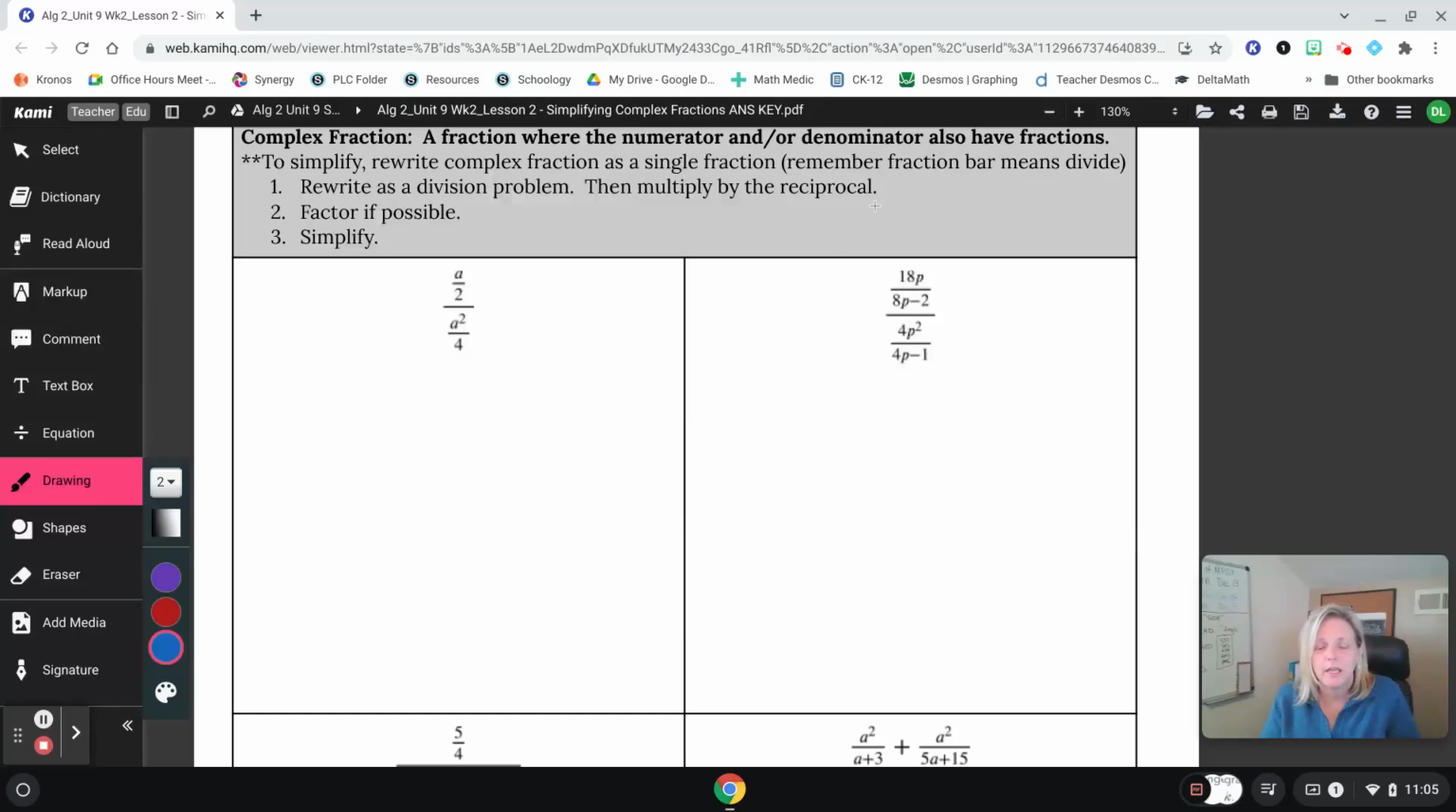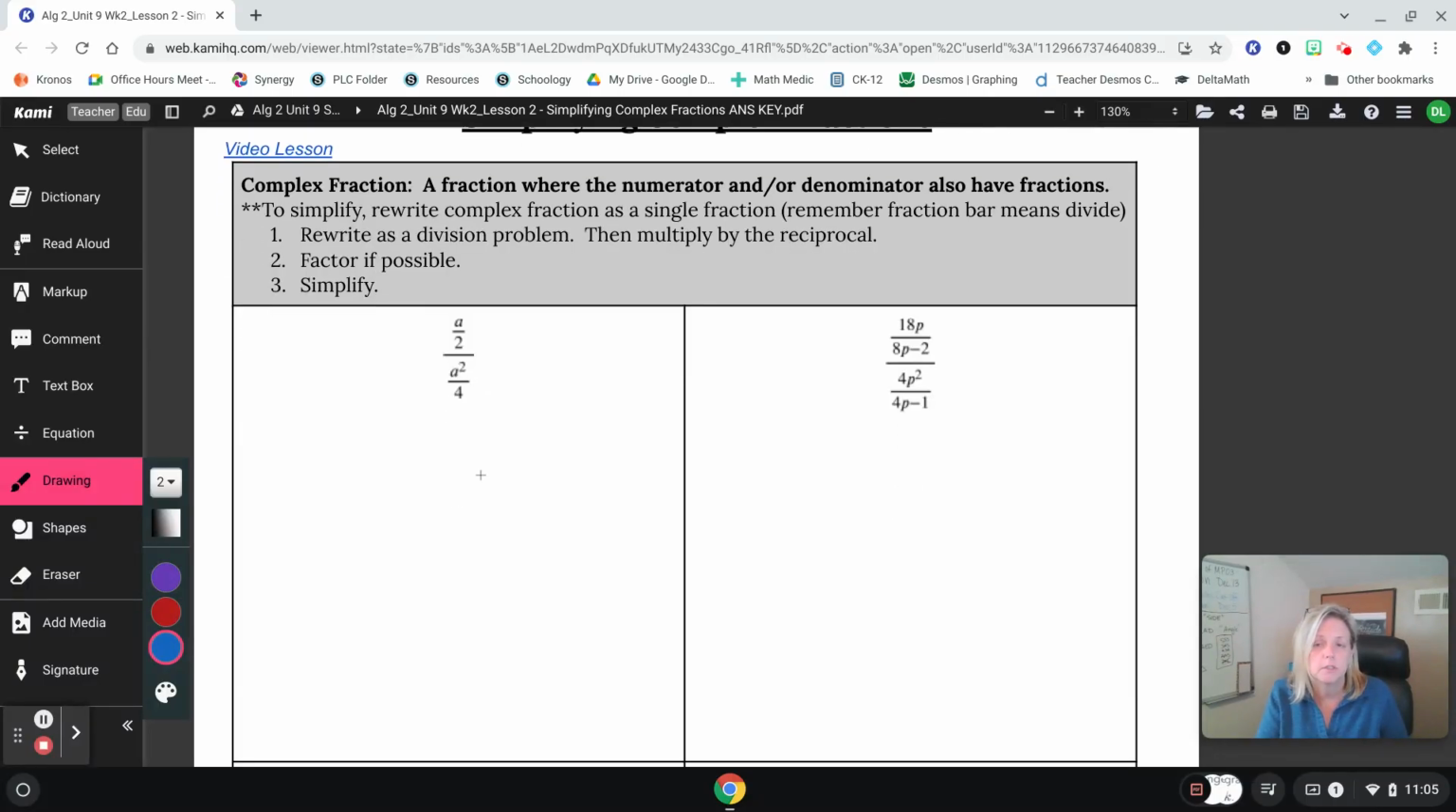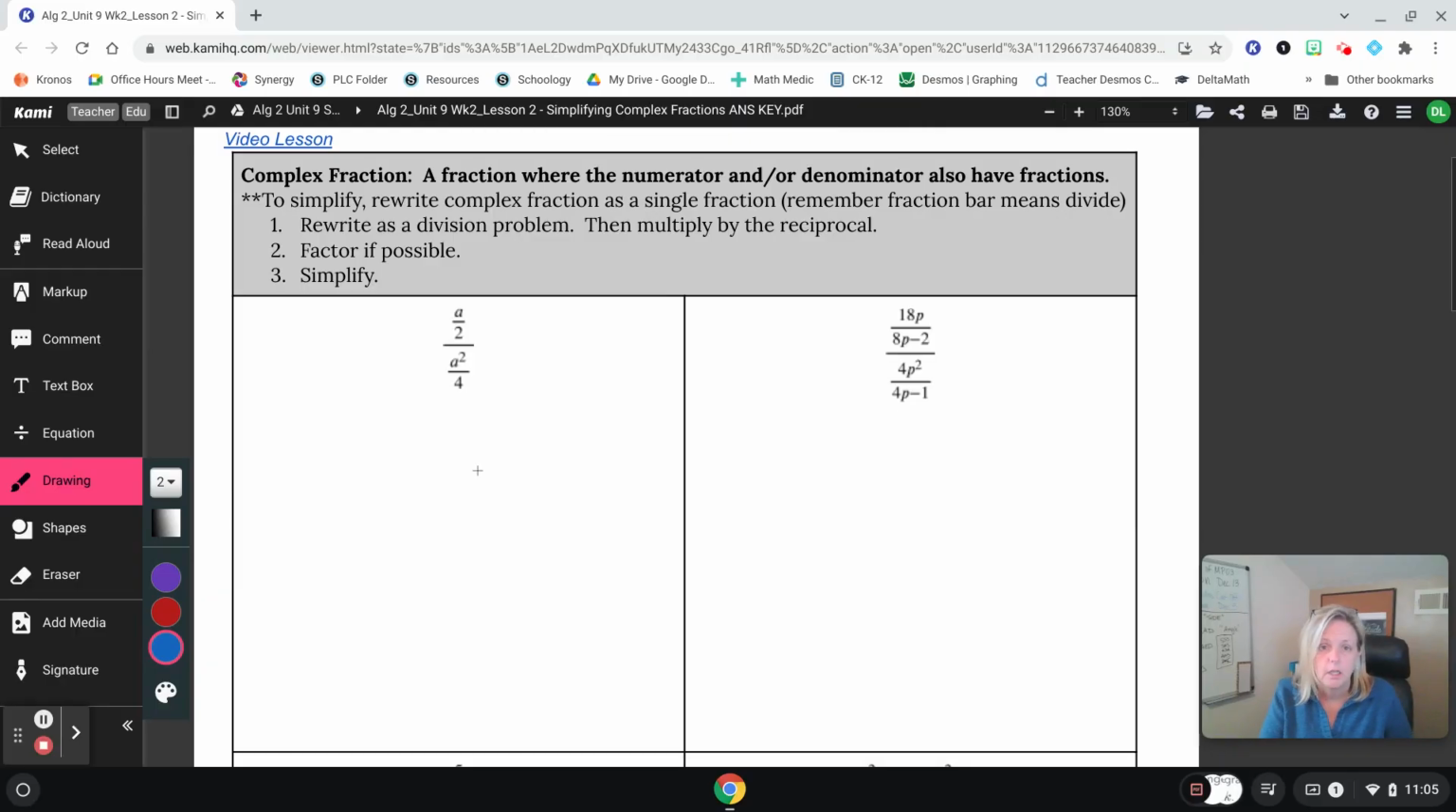In this lesson, we're going to look at simplifying complex fractions. So remember that the fraction bar means divide, and a complex fraction means it has more than one division sign or more than one fraction bar. So these are essentially fractions within fractions.